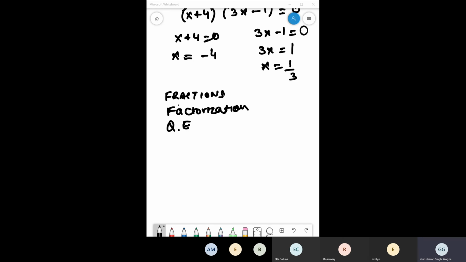Okay, so we got a question there. How do you solve for x in a cubic equation? Okay.